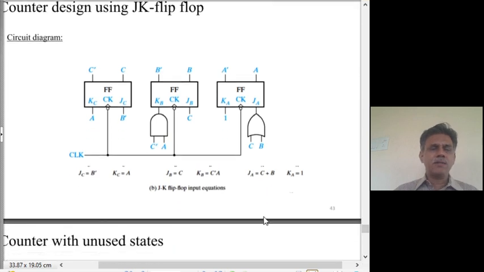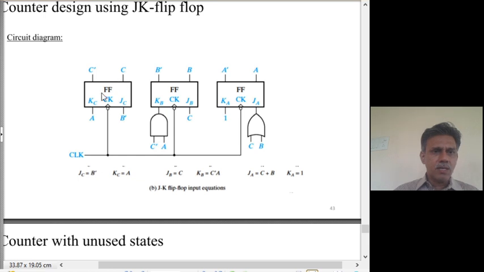So this is a synchronous circuit based on JK flip-flops. There is a common clock which goes to all of them, positive edge triggered in this case. So A flip-flop, B and C flip-flops are there. The corresponding J and K input equations have been already derived. So realize them. That is JC.